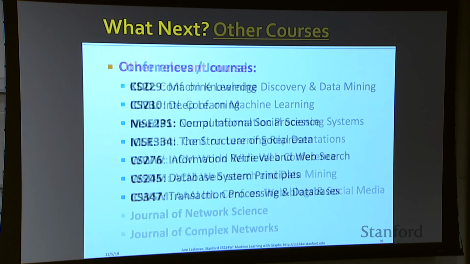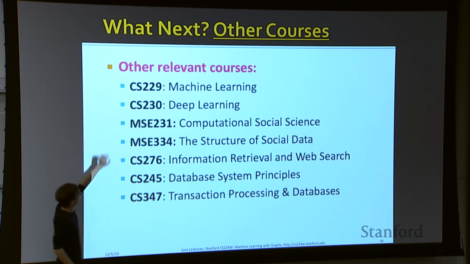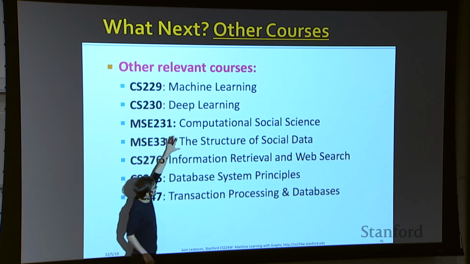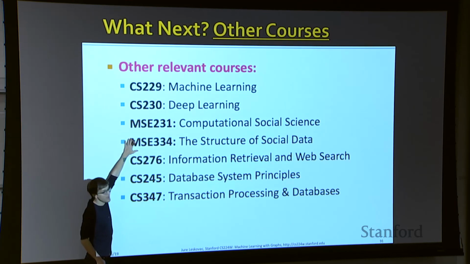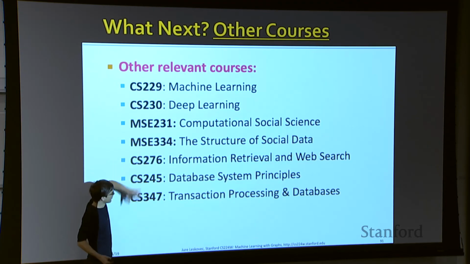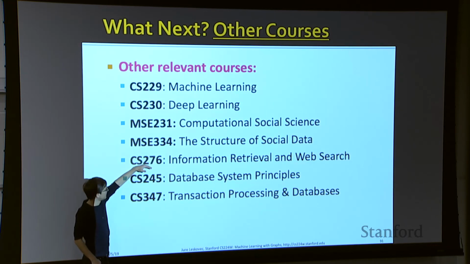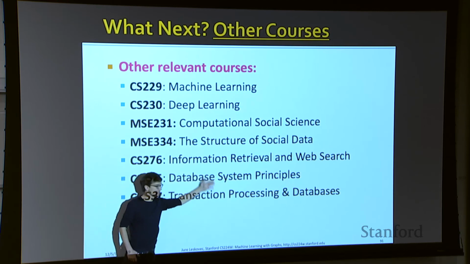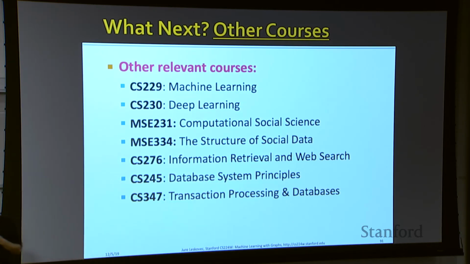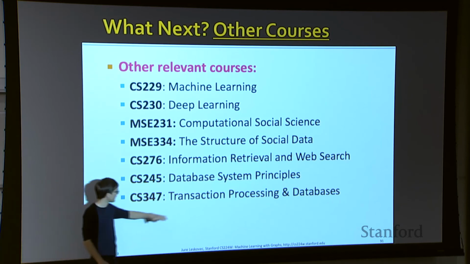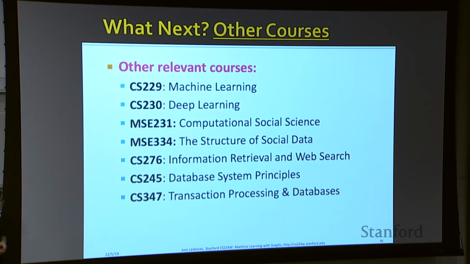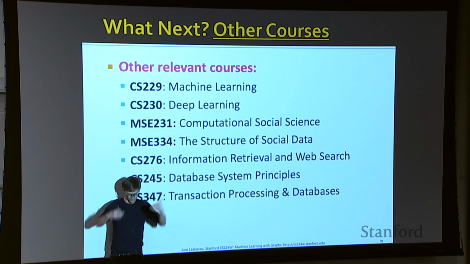And then, what are some other relevant courses? If you want more on the machine learning side, there's general machine learning or deep learning. If you want more on the network side, in terms of social science, there are very good courses in MSNE. If you want more about big data, you can take 276, which is information retrieval and web search, or advanced database and data management courses. So this is what I wanted to tell you, what the next steps for you are in your path through the Stanford system.